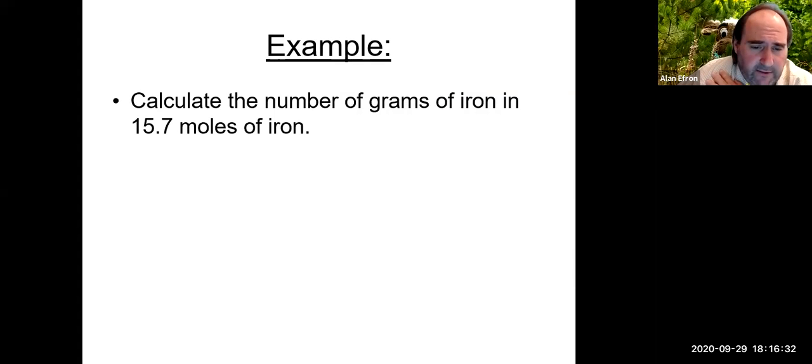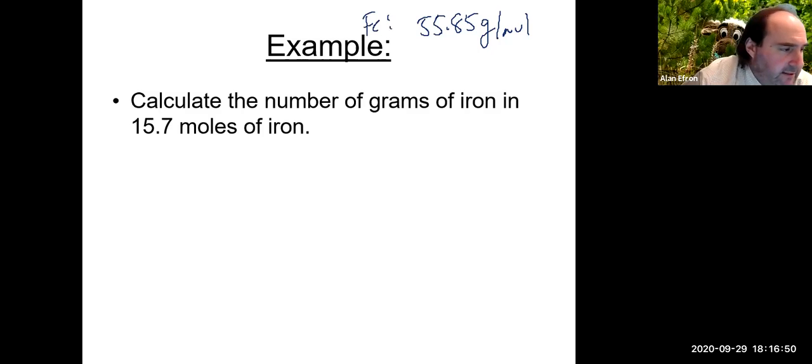All right, so why don't you give it a go here. What is the number of grams of iron in 15.7 moles? In case you don't have a periodic table, iron is 55.85 grams per mole. Take a minute or two here and see what you come up with.